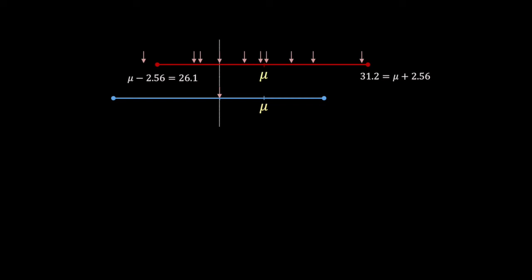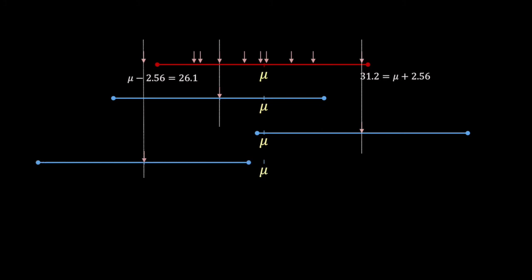If I choose another one, this is a very extreme mean from a sample, and I center an interval of the same length as the red one, it will also contain mu. Barely, but it does. If I choose one of the means that falls outside the interval, and I center a new interval of the same length on that mean, that interval is not going to contain mu.